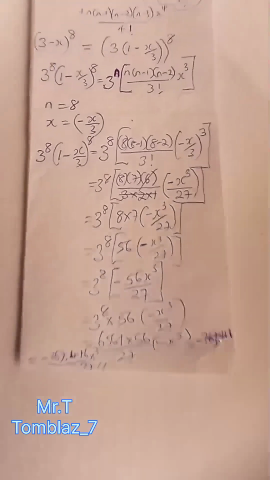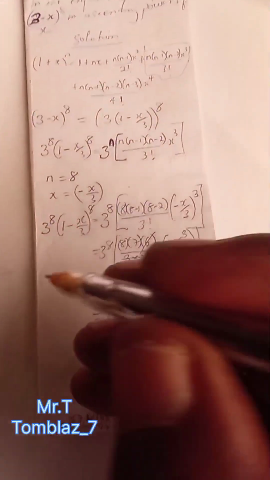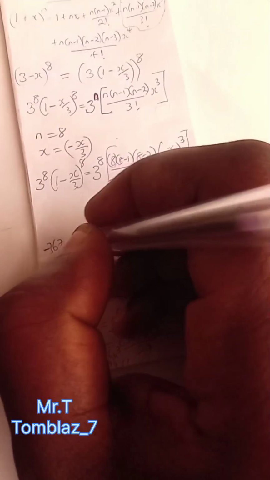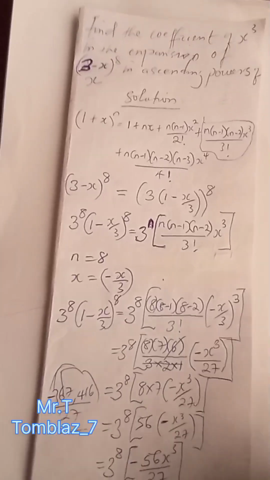So the coefficient, according to the question, so the coefficient of x cube will give you minus 367,416 all divided by 27. So this is the coefficient that we're going to be having.